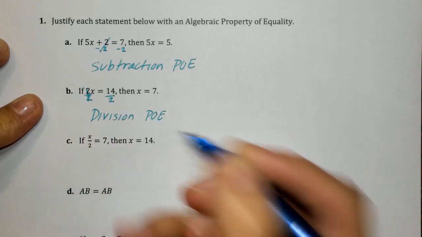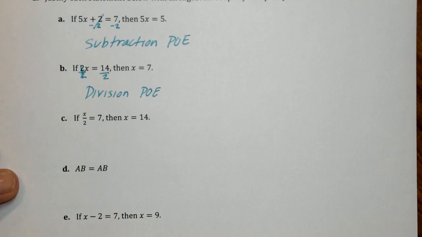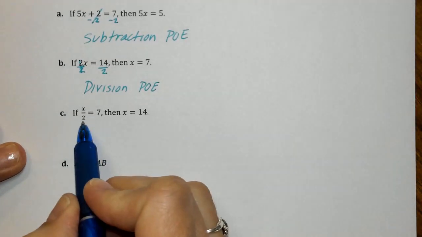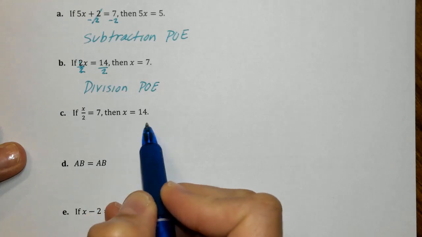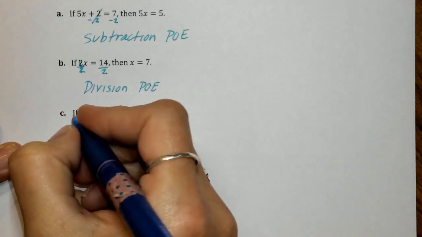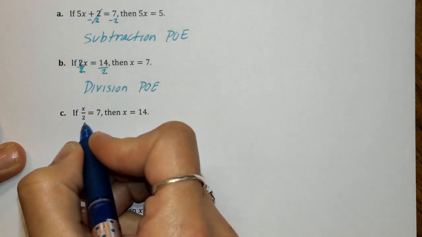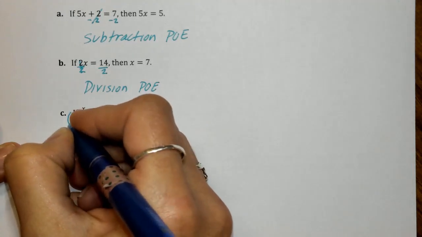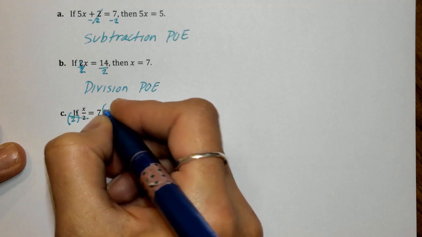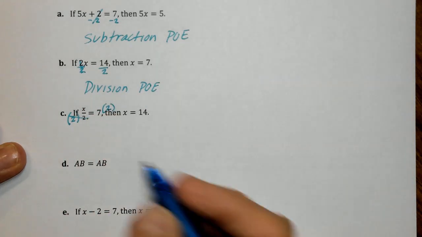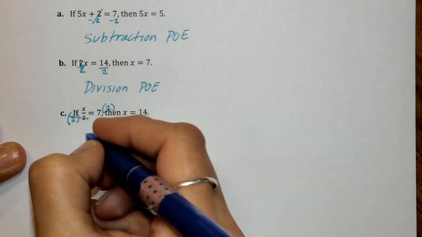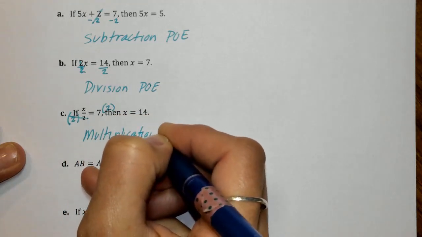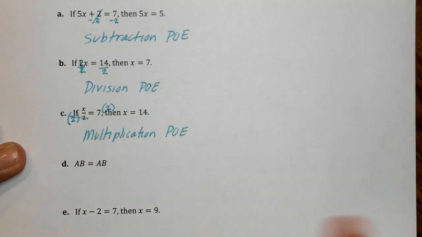If you are amazing at solving for x, these sections right here are going to be really, really easy for you. Here, if x over 2 equals 7, then x equals 14. We don't really cover this a whole lot, but what ends up happening is x divided by 2. To get rid of the 2, we have to do the opposite, inverse operation, and multiply by 2, and we get that 14. So since we multiplied on both sides, we have your multiplication POE, property of equality.